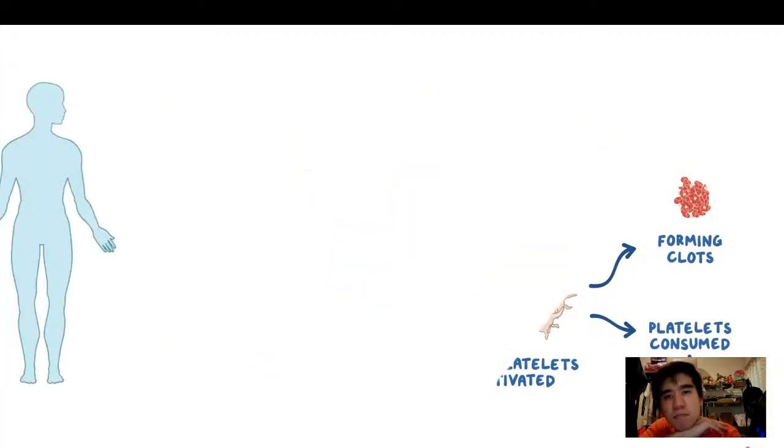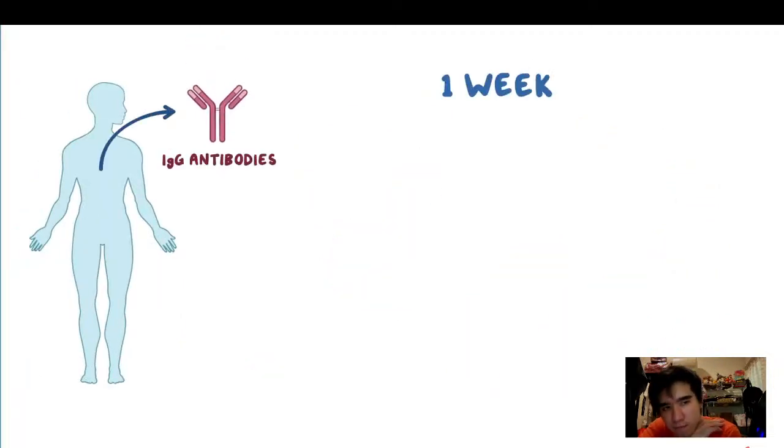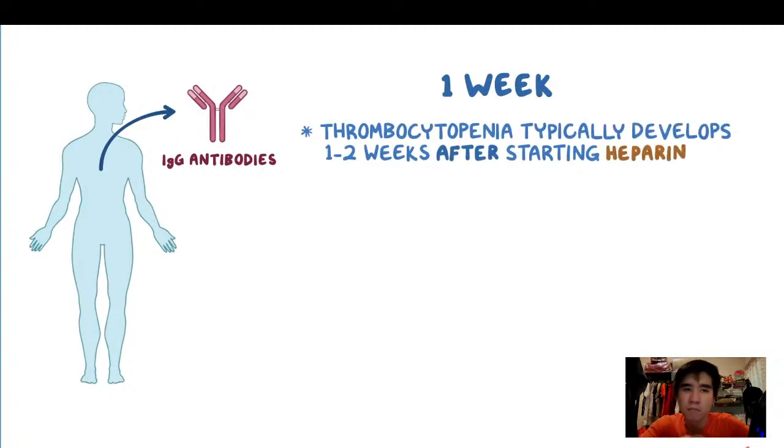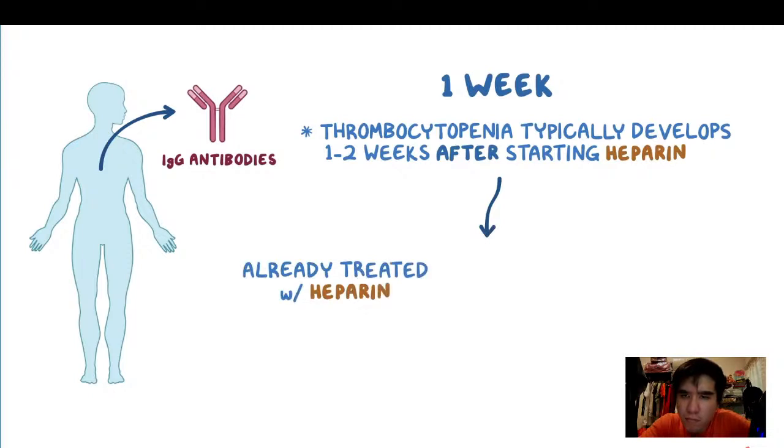It generally takes a week for the body to make IgG antibodies that target the heparin PF4 complex. Thus, thrombocytopenia typically develops 1 or 2 weeks after starting heparin therapy. The exception is that if heparin is given to someone who was already treated with heparin previously, they would already have the antibodies against the complex, so thrombocytopenia may develop within a day.